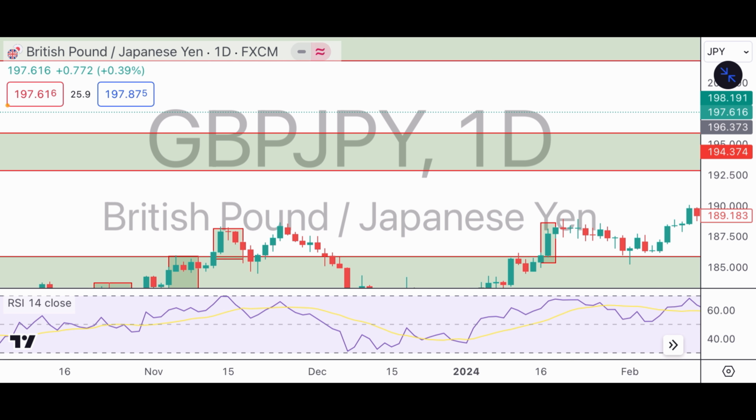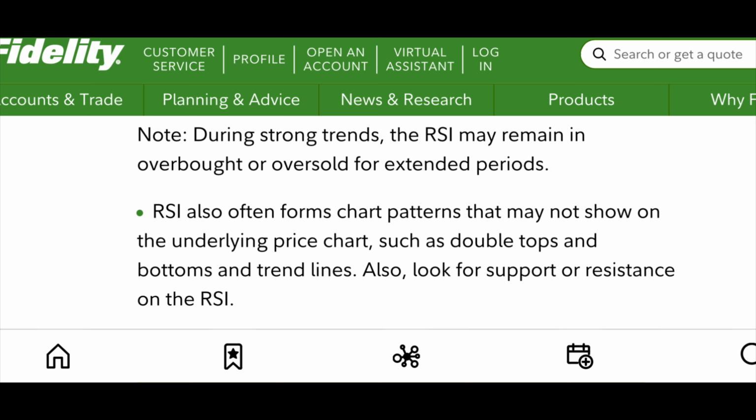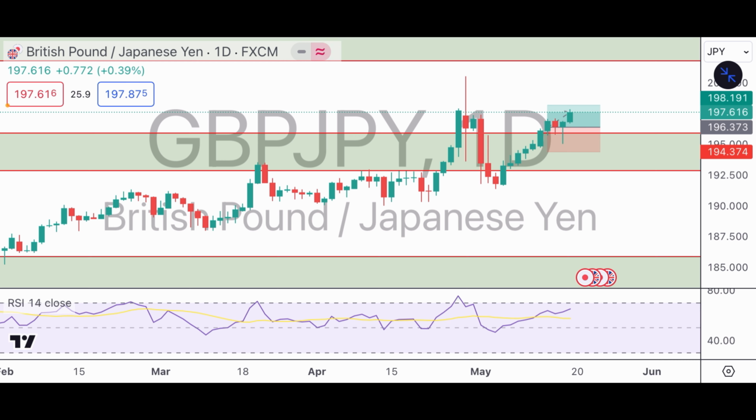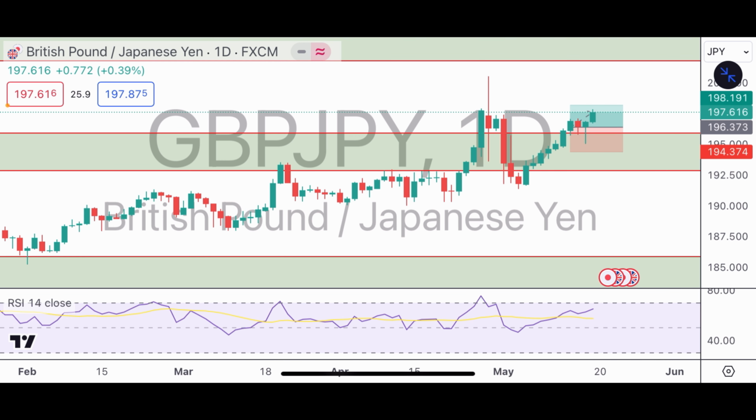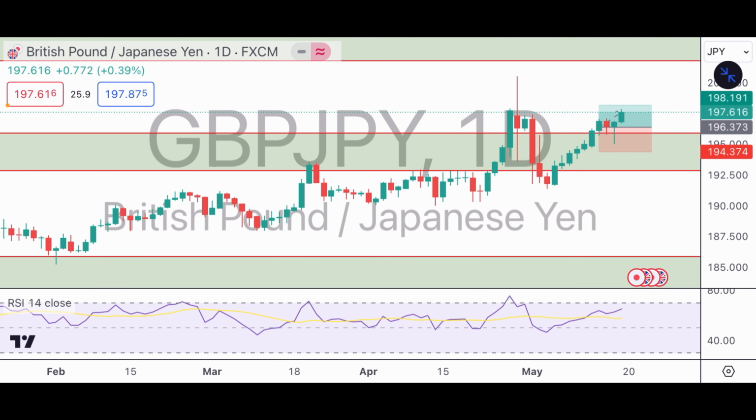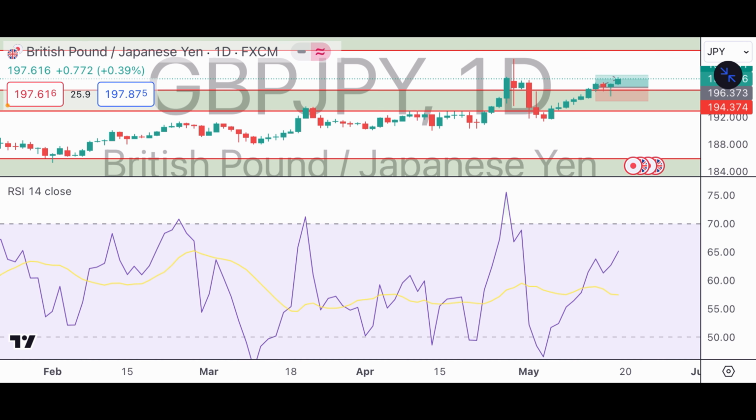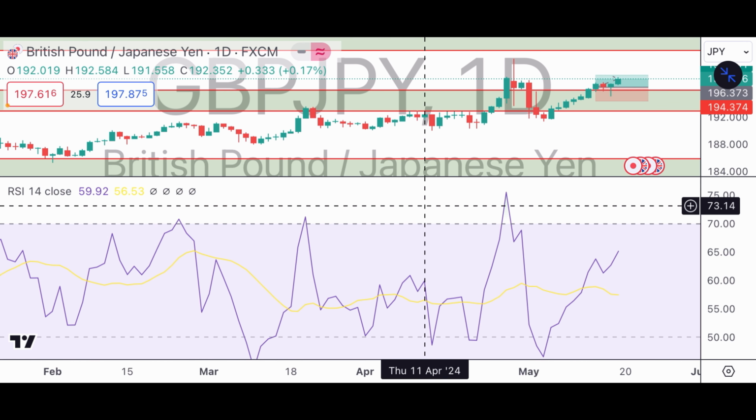According to Fidelity also, RSI often forms chart patterns that may not show on the underlying price chart, such as double tops and bottoms and trend lines. Also look out for support and/or resistance on RSI. So I'm going to go to charts, and pretty much what they're explaining is certain price actions. So for example, right here we can see a divergence.